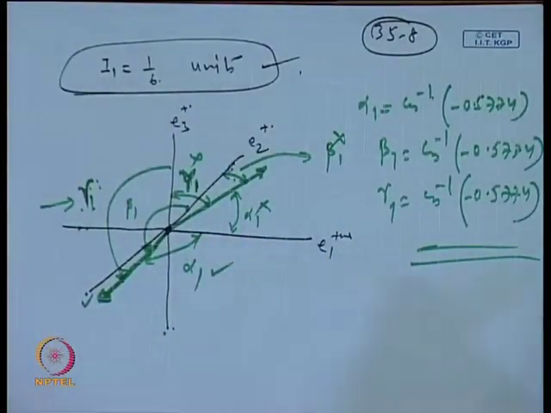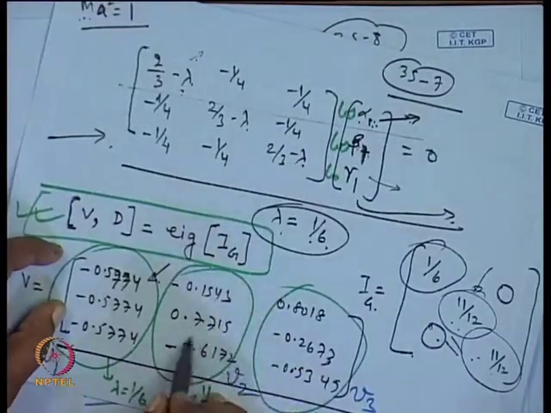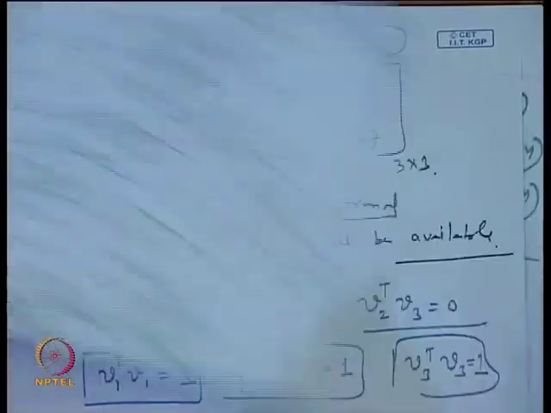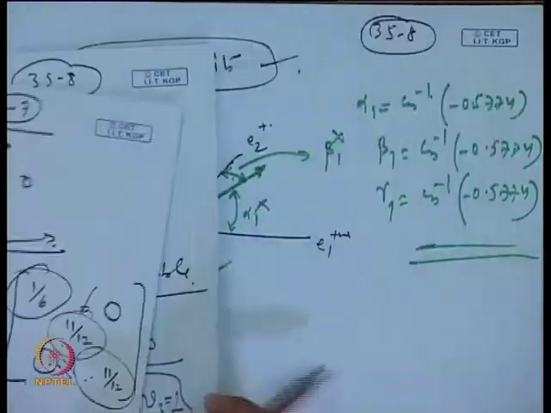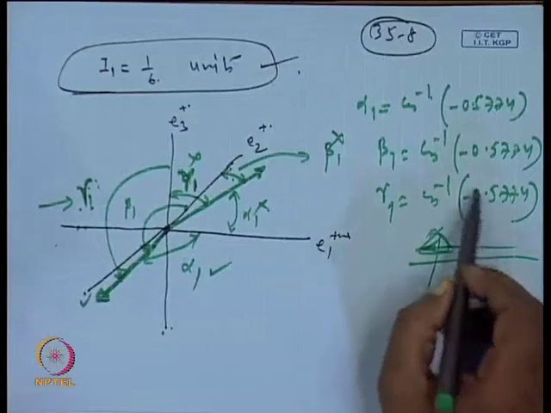Okay. You can similarly, in the same way, take the next vector, which is now, here, 0.1543, minus 0.1543, 0.7715, minus 0.6172, and this corresponds to lambda equal to 11 by 2. In the same way you can find out these angles. So, take care that these are all negative.